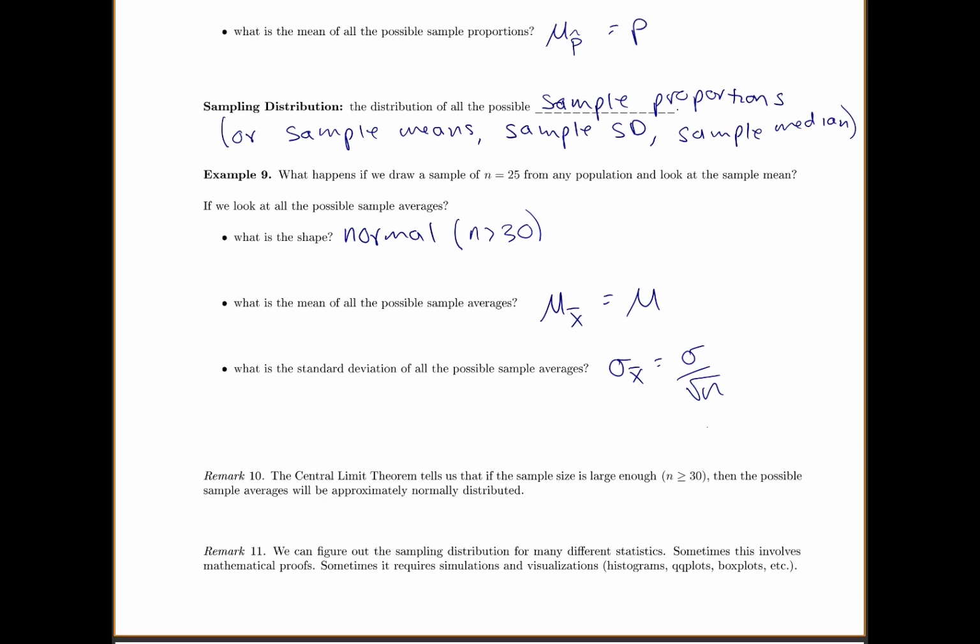And we can figure out the sampling distribution for a lot of different statistics. Sometimes this involves mathematical proofs. Sometimes it's simulations or visualizations. But anything you can calculate from your sample can have a sampling distribution, because every time you take a different sample, you get a different result for your sample statistic.